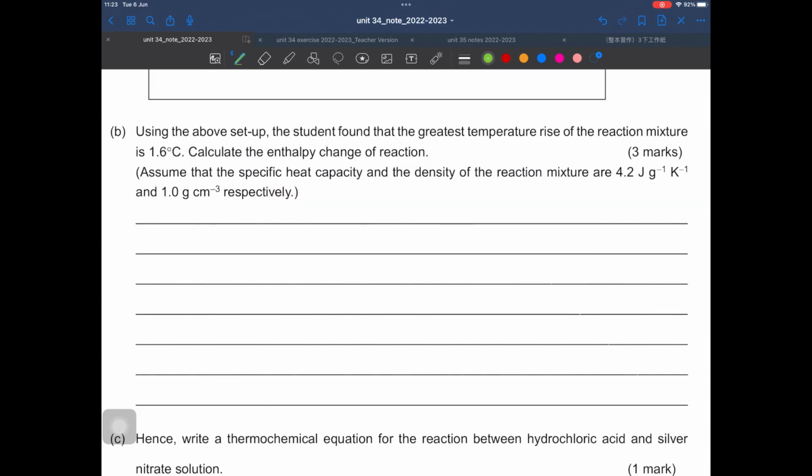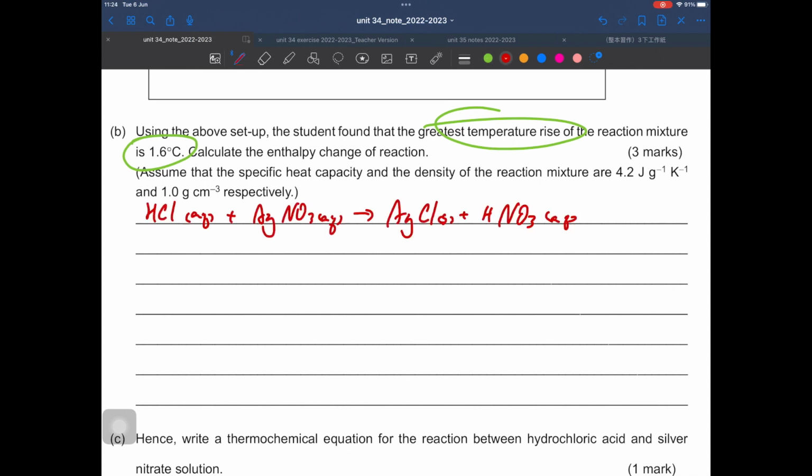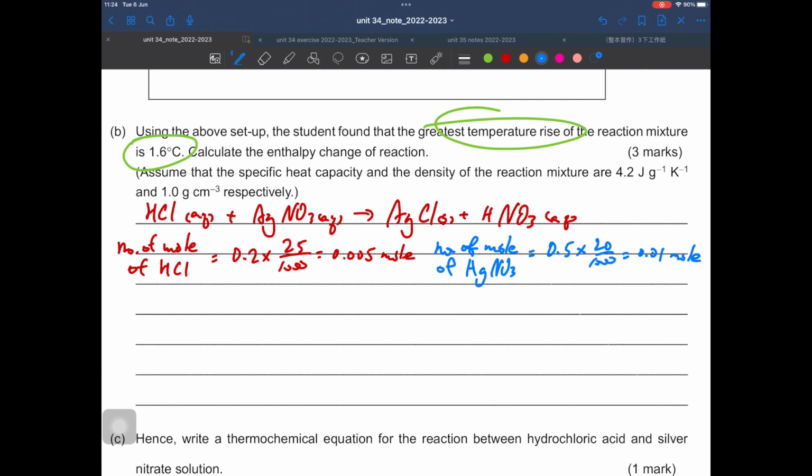Part B, you are given the maximum temperature rise is 1.6 degrees Celsius. And you will be asked about the enthalpy change of reaction. Again, we need to find the value by energy change over number of mole of reaction involved. So here is the chemical reaction. Yes, their ratio is 1 to 1. So we find the number of mole of the two reactants. HCl is limiting. What about the energy change?